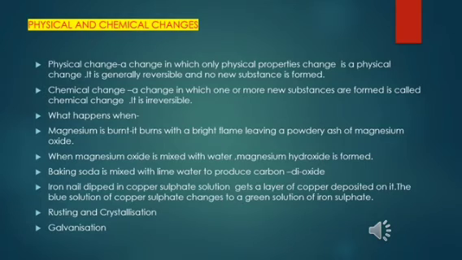Then next, what happens when? These are examples for your physical and chemical changes. All these examples were taught to you, where magnesium, which is a metal, if it is burnt, burns with a very bright flame, leaving a powdery ash of magnesium oxide. Now, if this magnesium oxide is mixed with water, magnesium hydroxide is formed.